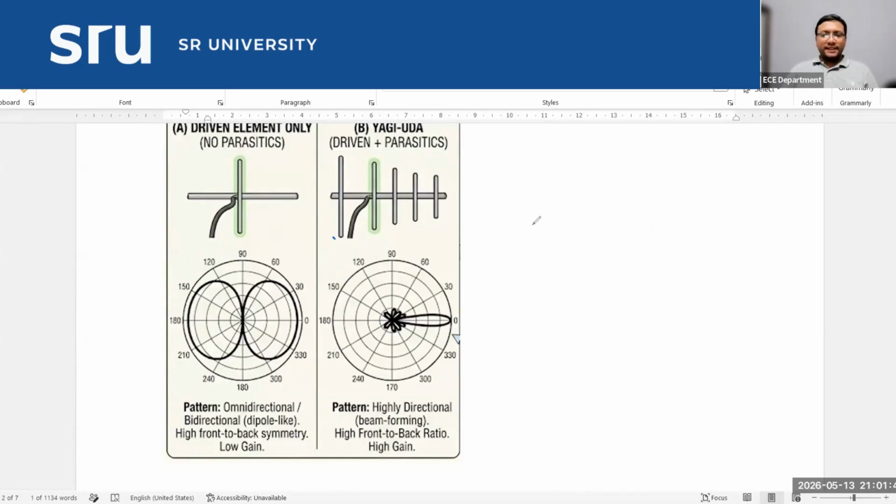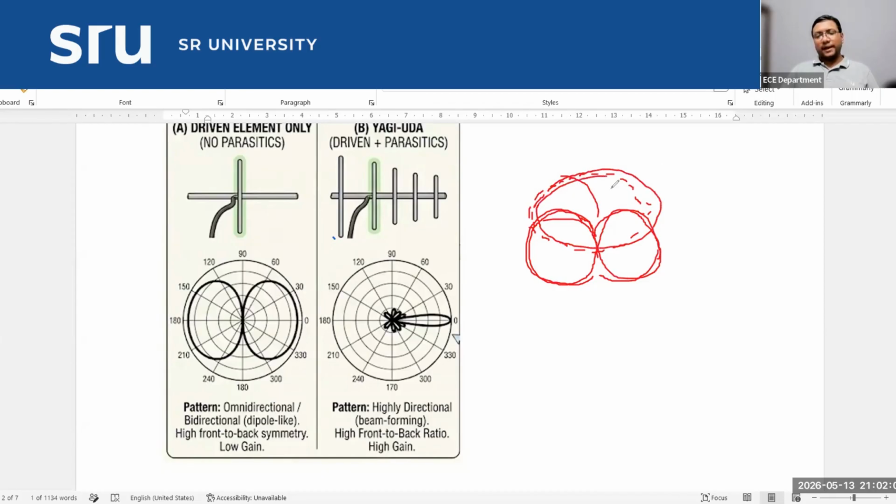If you take the cross section, it will look like this, but actually the radiation pattern will look like a donut. It means it will radiate in all directions. So in one plane it will radiate like that, like a figure of 8 shape. This is called a figure of 8 shape. And in another plane, it will radiate in an omnidirectional pattern.